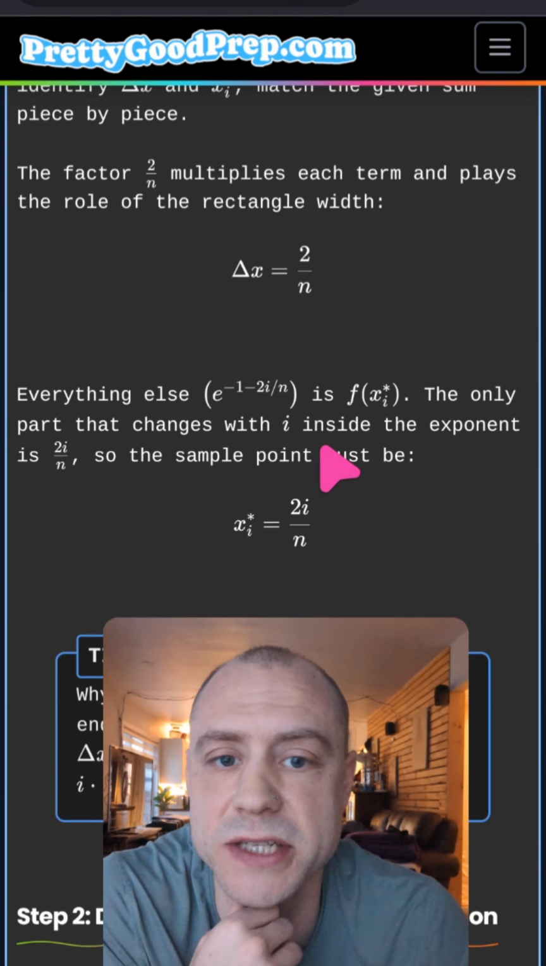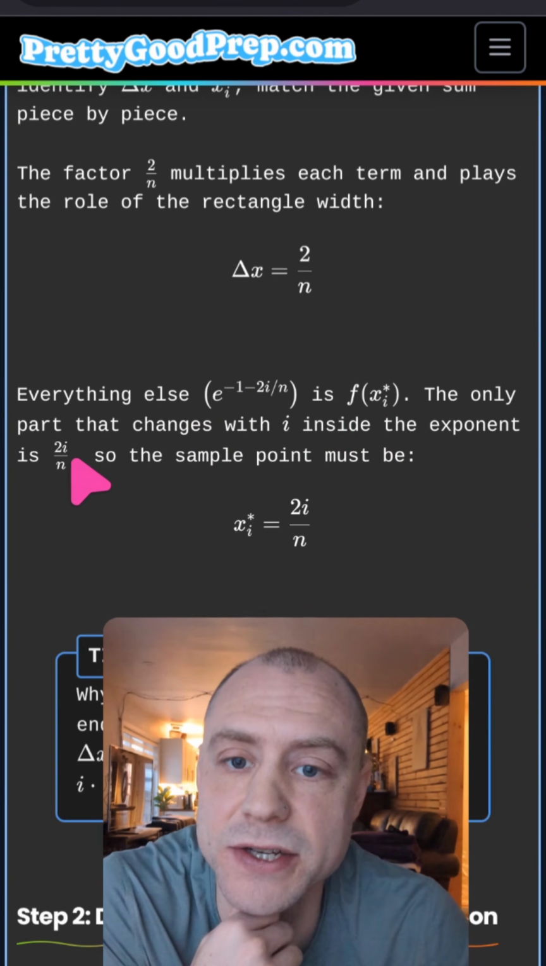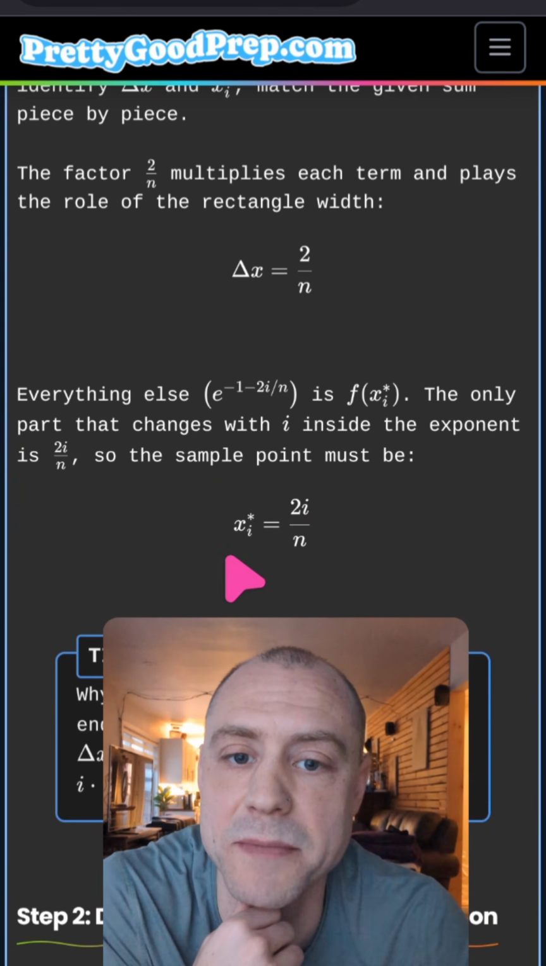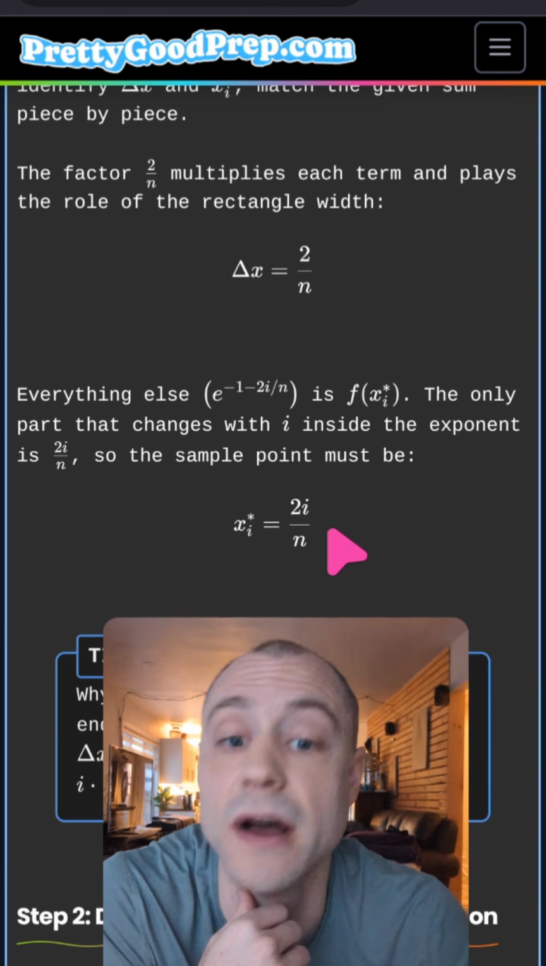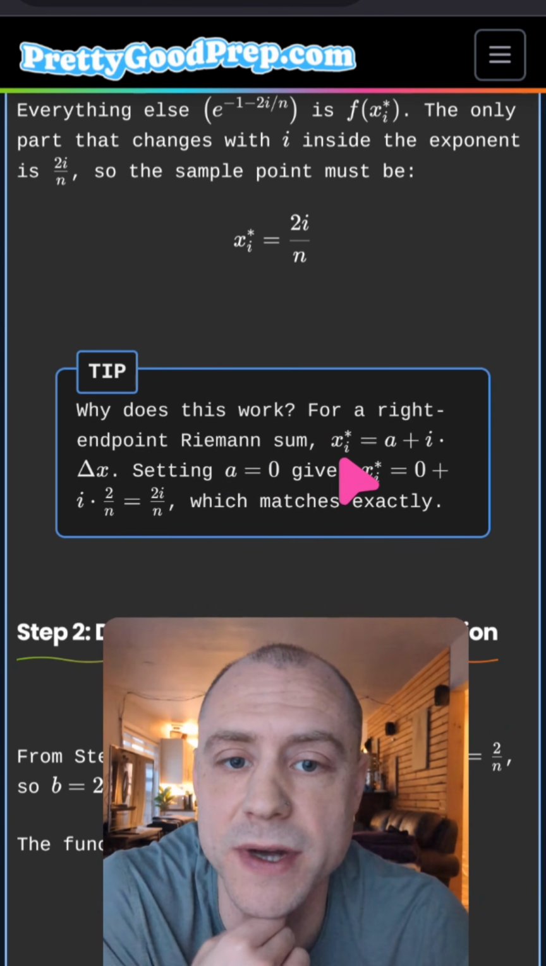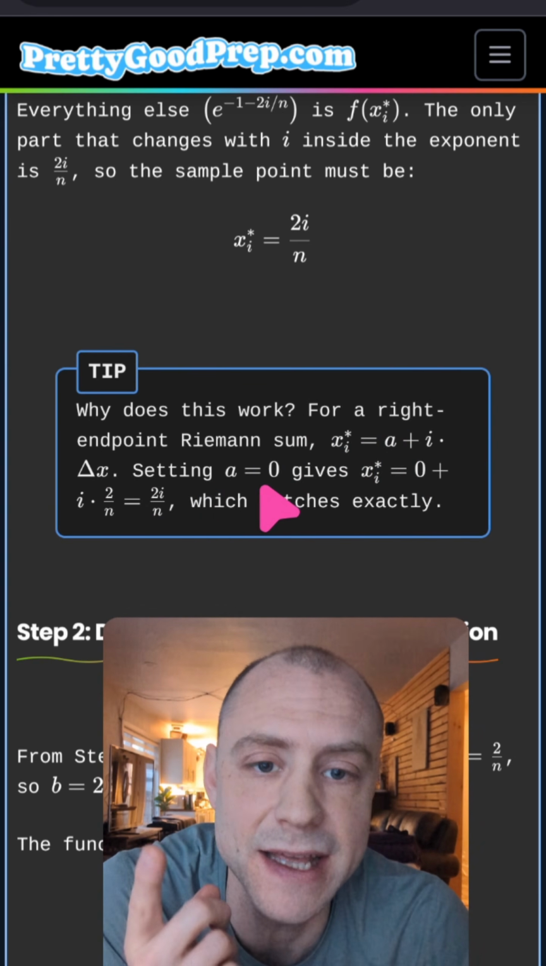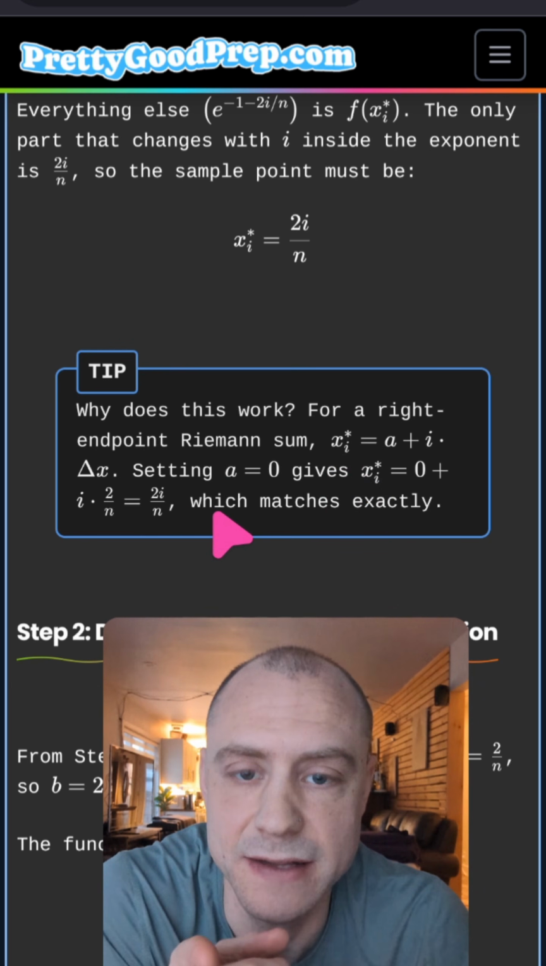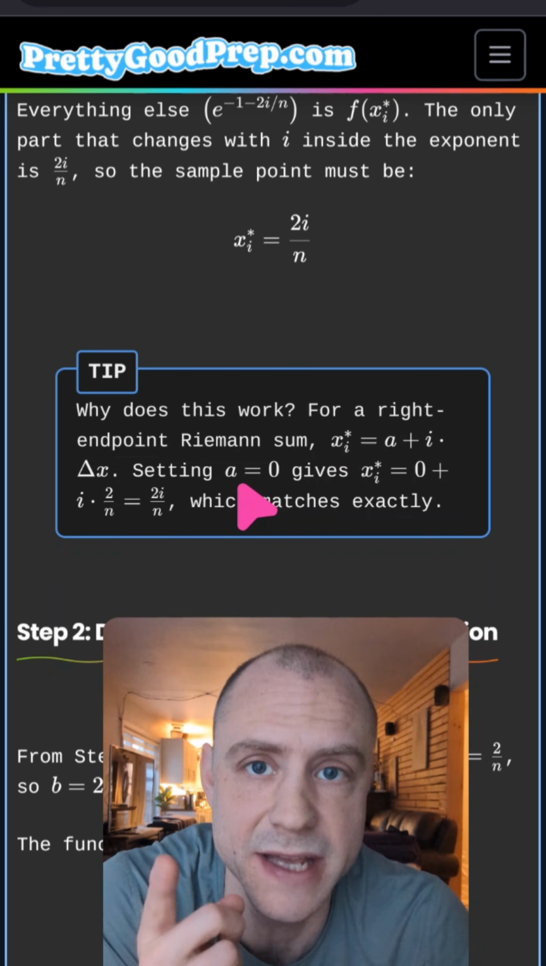The only part that changes with i inside the exponent is 2i over n. So the sample point must be 2i over n. Awesome, we got that figured out. That was kind of the hard part, actually. So remember, for right endpoints, xi star is equal to a plus i times delta x. And this gives us, if we set a equal to 0, then we get this exactly. So a is 0 as well. That's another key point for this question.